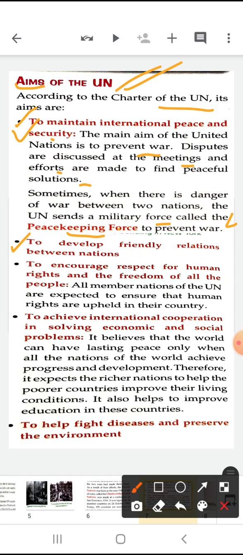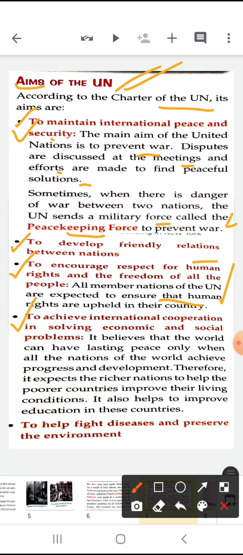Second, to develop friendly relationship between the nations. UN helps the other nations to make friendly relations. Okay, next, to encourage respect for human rights and freedom of all the people. All member nations of the United Nations are expected to ensure that human rights are upheld in their countries. Means they are following the human rights properly or not.